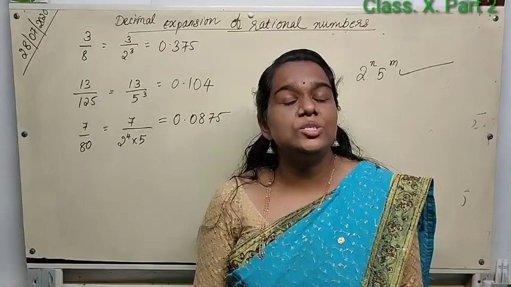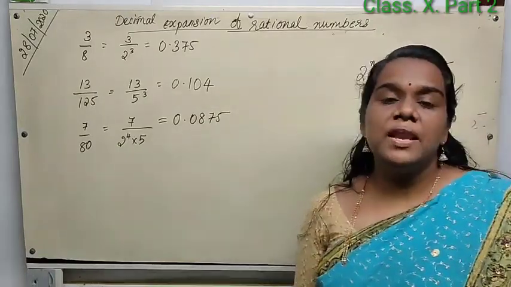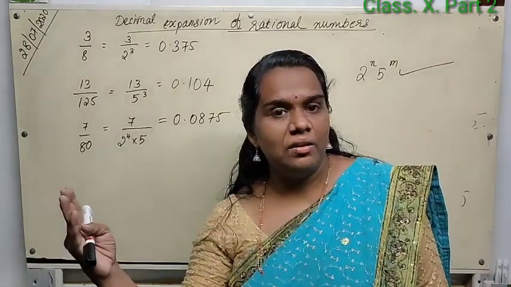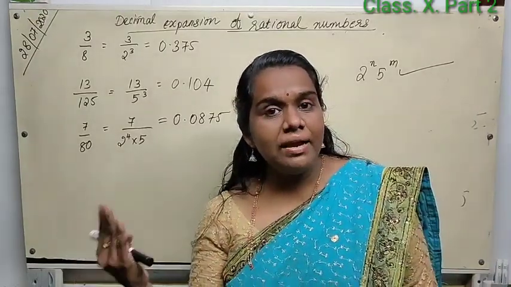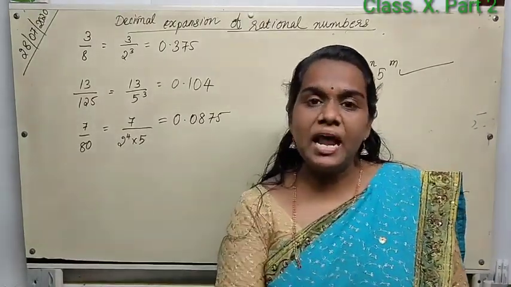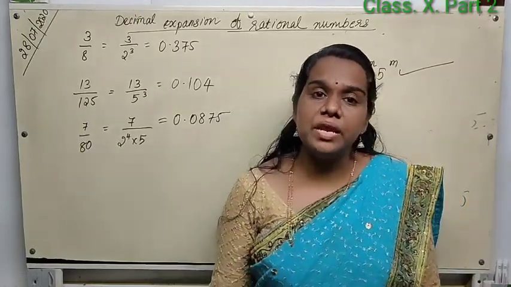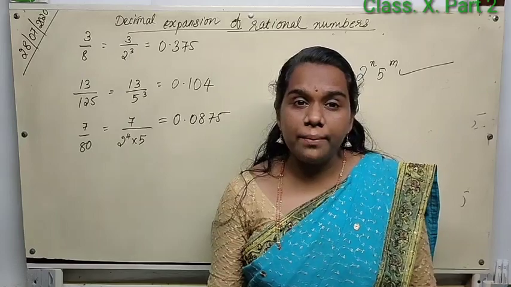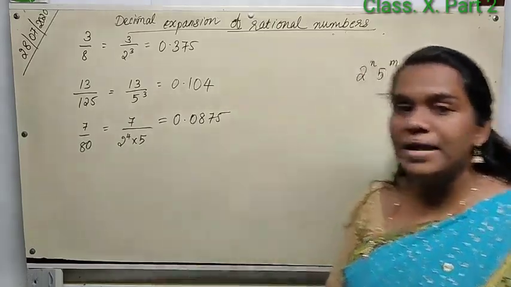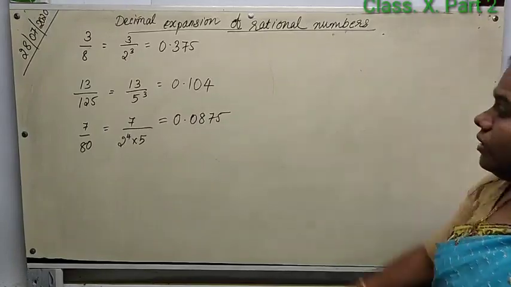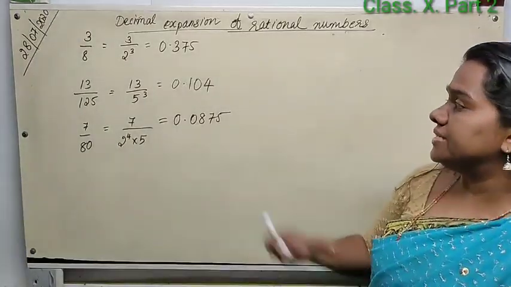If it is not of this form, that means the decimal expansion will be non-terminating, recurring. Why do we call it recurring? It's repeating. If it is a rational number, definitely its decimal expansion is either terminating or non-terminating, recurring. Recurring means repeating. Okay, now we have theorem 1.6.